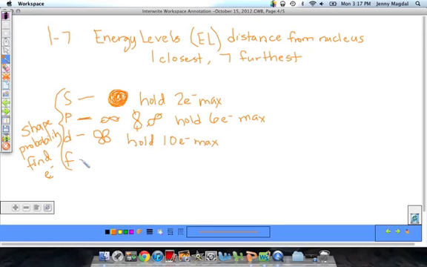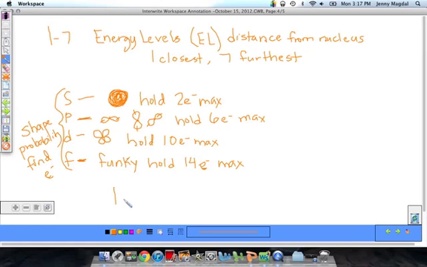And then the F is not something that you're going to need to know the shape of. I'm just going to call it funky here. It's an oddball one, and they can hold up to 14. Okay, with those things in mind, we may now start looking at what an electron configuration could be.